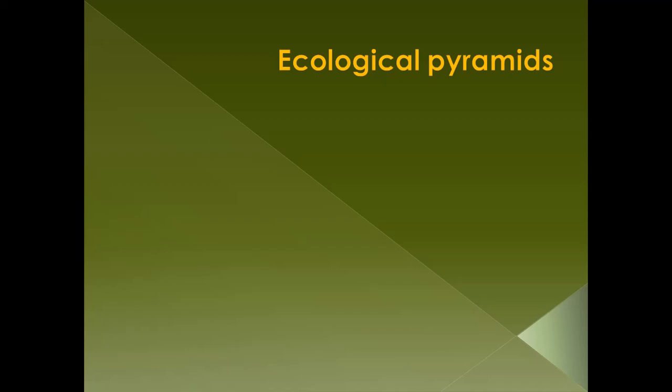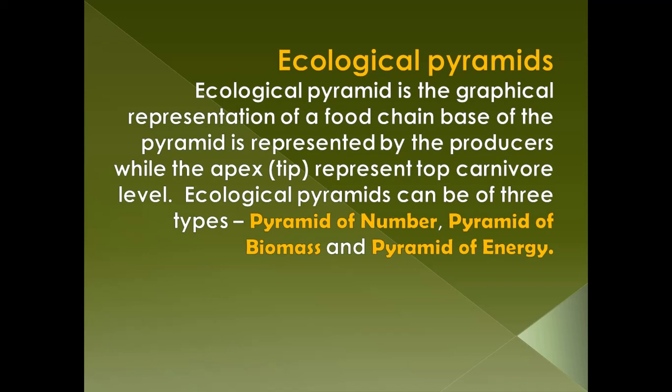Okay, now let us take up ecological pyramids. Ecological pyramid is the graphical representation of a food chain. At the base of this pyramid, you will find the producers, while at the apex, the top carnivore. So one ecological pyramid represents one food chain in the way of graphical representation.